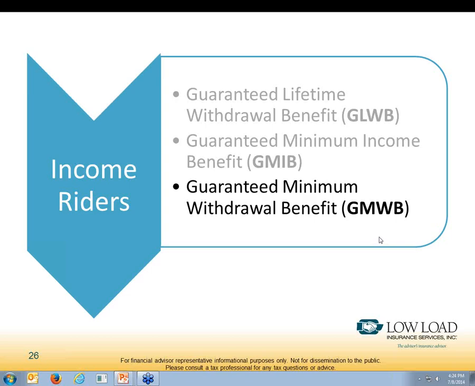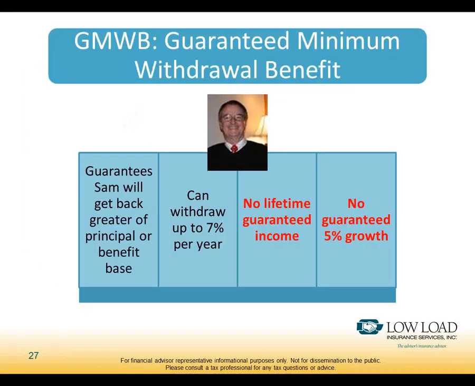Now let's talk about the guaranteed minimum withdrawal benefit. Not very popular anymore. You may see clients come into your office with this rider on their annuity. All right, so what does the guaranteed withdrawal benefit do? Well, it's going to guarantee Sam that he's going to get back the greater of his principal paid or his benefit base. And it says he can withdraw up to 7% of that benefit base per year. But with this rider, there is no lifetime guaranteed income, and there's no guaranteed 5% growth.